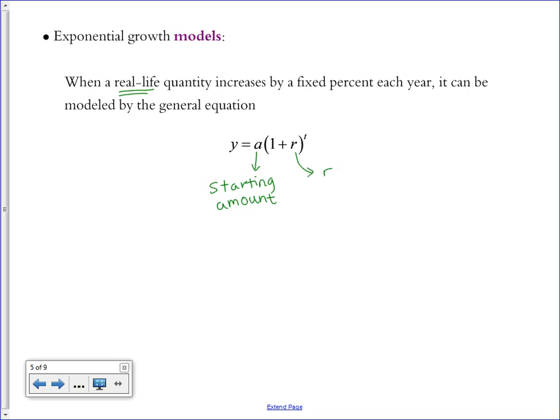R is the rate or the percent that you're increasing as a decimal. So if you're increasing by 5% each year, that'd be 0.05. T, we just said, stands for time, right? And Y is going to be the amount that you have at that time. So after 3 years, you plug in 3 and figure out, so how much do you have after 3 years? Let's see an example.